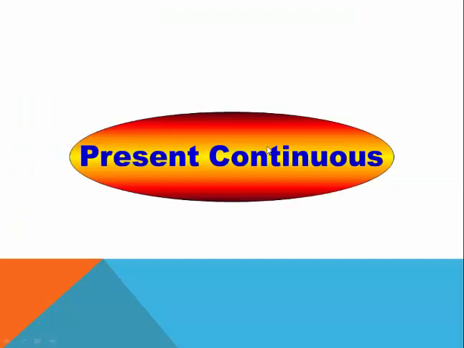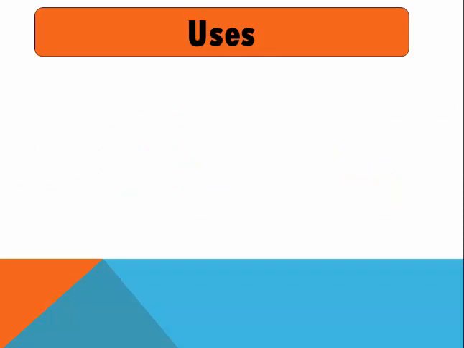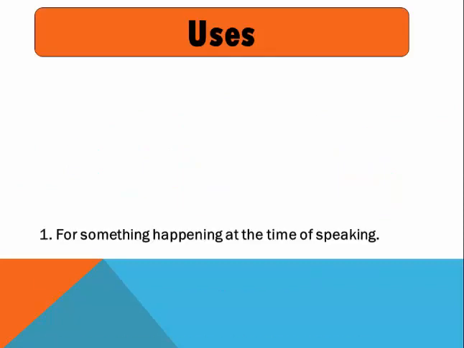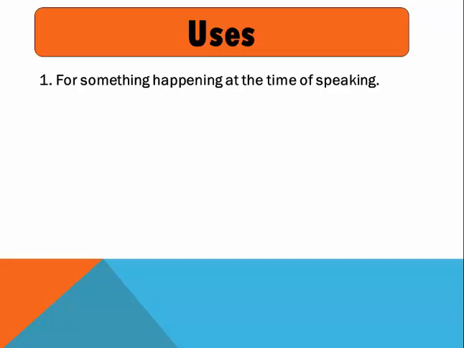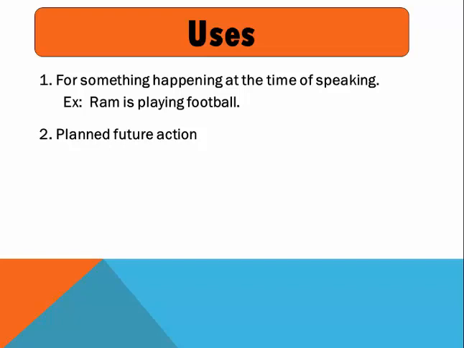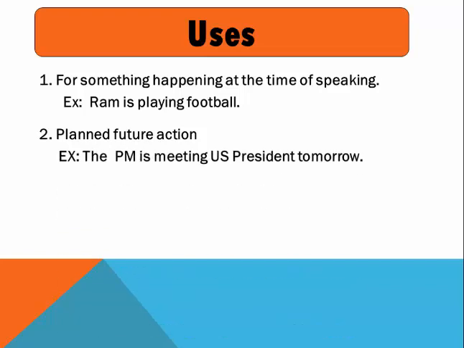Now we are moving to the present continuous tense. The present continuous tense is used for something happening at the time of speaking. For example, Ram is playing football. You can use now here. It is also used for planned future actions. If something is well planned in the future, that can also be used in present continuous tense. For example, the PM is meeting the US President tomorrow.